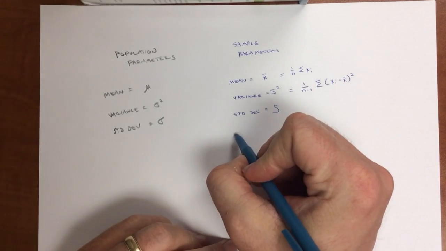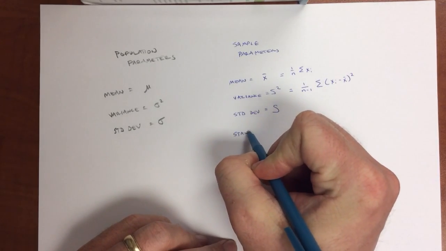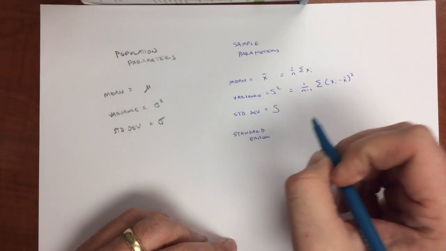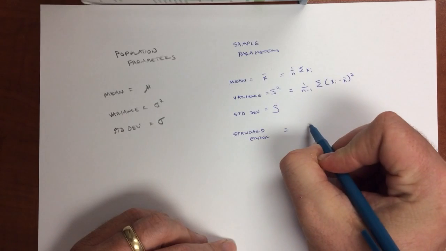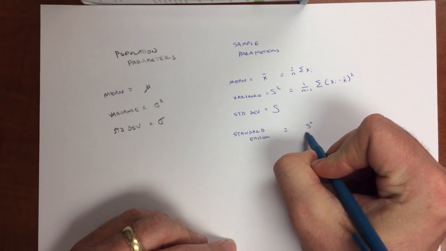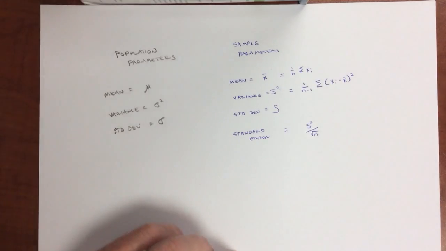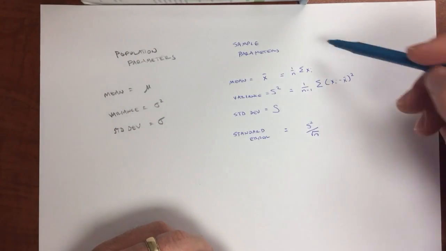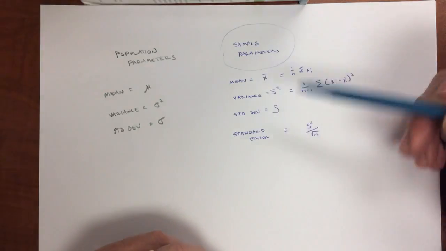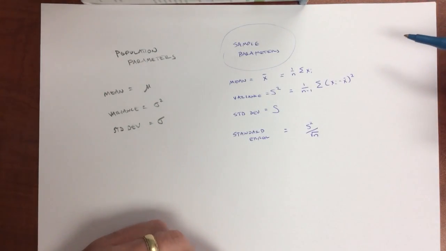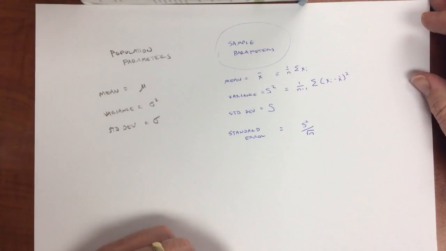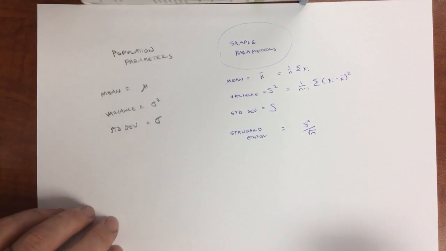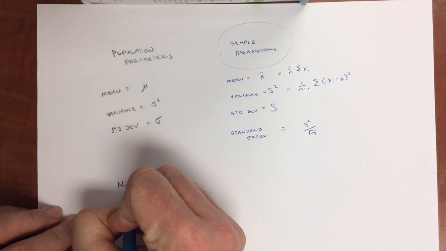We also want to add the term of standard error. And the standard error is equal to s squared divided by square root of n. All right, so this whole thing divided by the square root of n. So these are sample parameters, things that we estimate. And we want to be able to test to see if they're close to what we might think of as the population.